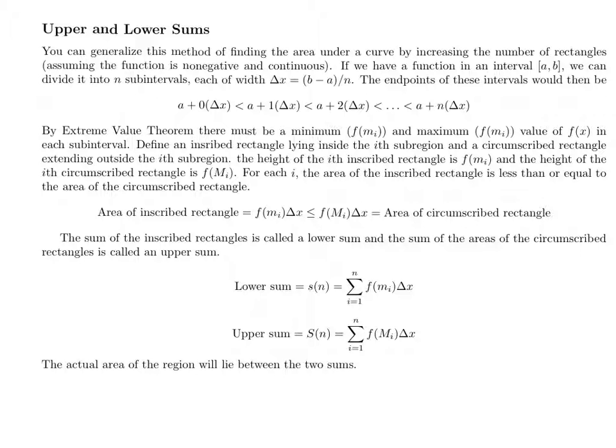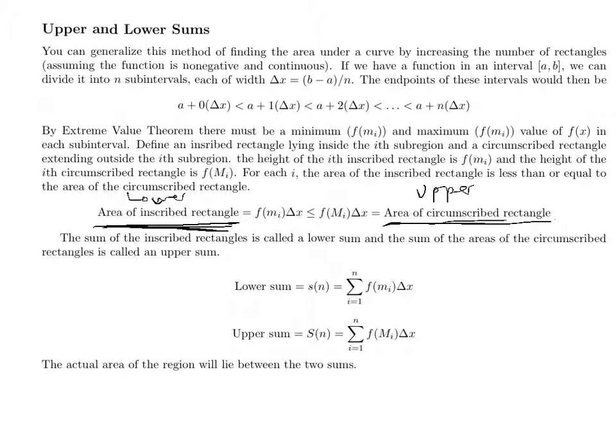So the first thing is to define two types of sums, okay? First we have an upper sum and we have a lower sum, okay? And by definition, our upper sum is the sum of all of our rectangles that circumscribe the curve. So circumscribe means go above or over the curve. And then our lower sum are all the rectangles that are inscribed in the curve, okay? So they're below it, okay? So upper sums and lower sums are what we're looking at.